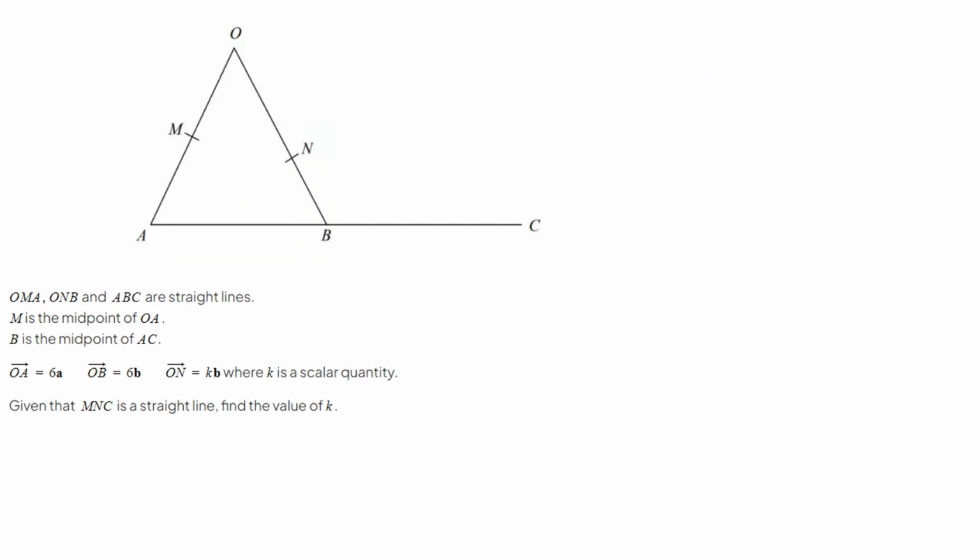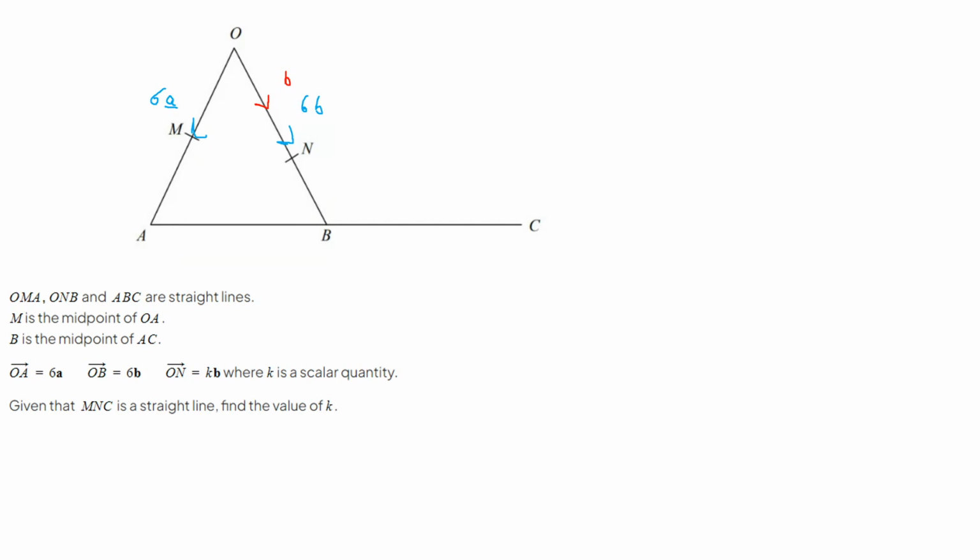What about something like this? For this one, we're told OMA and ONB are all straight lines. We're told that OA is 6A. We're told that OB is 6B. And we're told ON is KB. Oh, sorry, not lambda, KB.